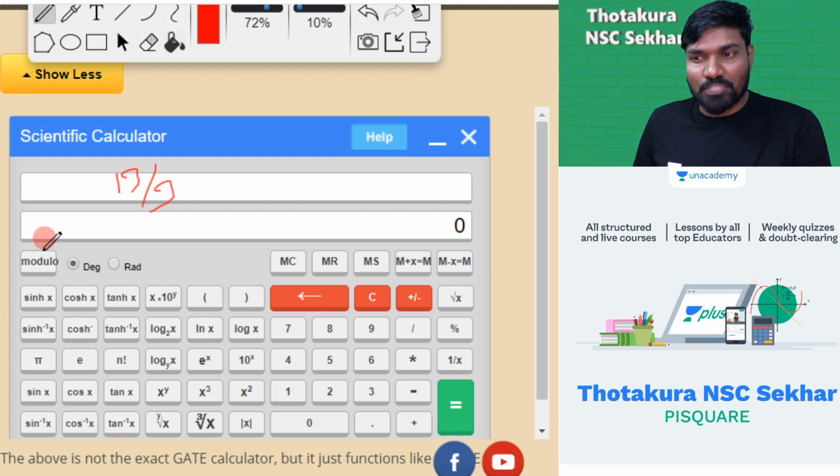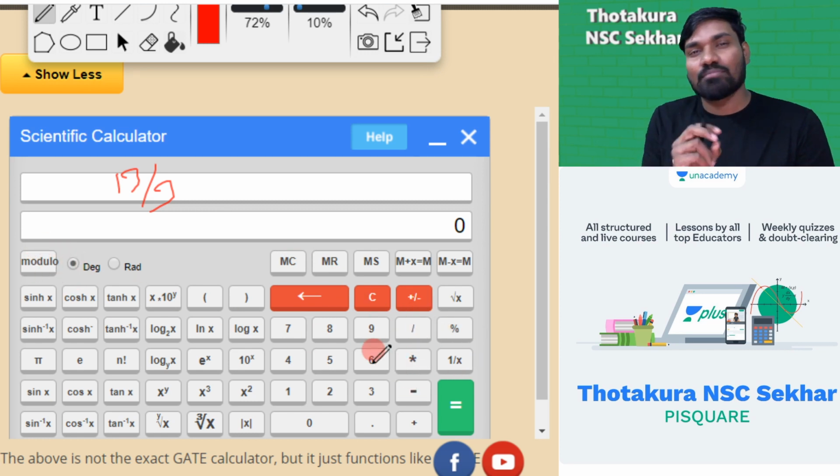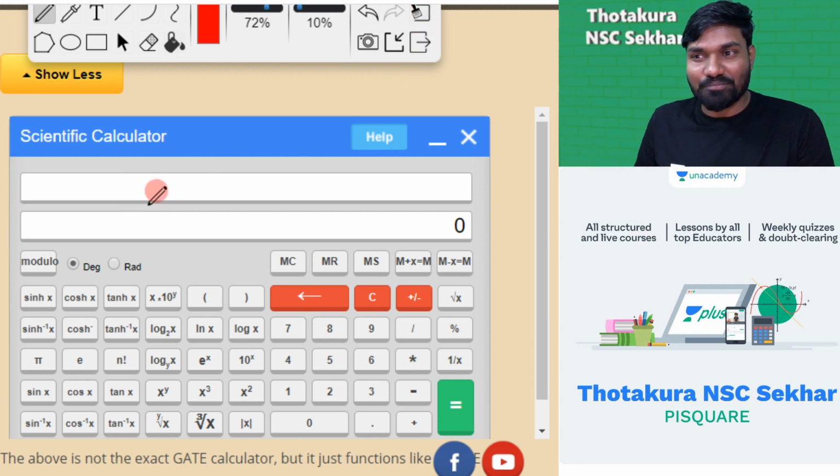If you ask me, this button is supposed to be somewhere over here, not here. Because they are having their standard layout, that's why they kept it over here. It's okay. This is modulo. But guys, this is a cheat calculator. The calculator you're looking at is a cheat calculator.